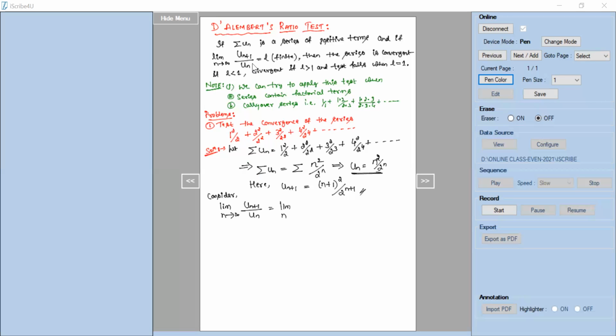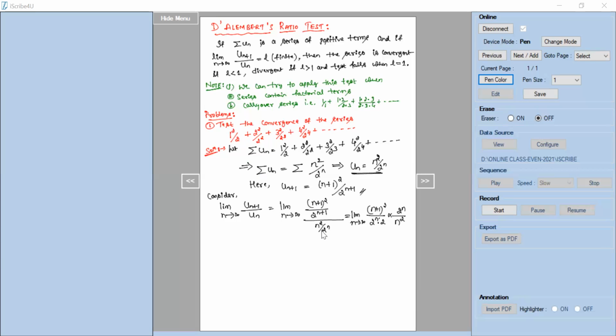So this is equal to limit n tends to infinity, U_n+1 is this (n+1)^2 divided by 2^(n+1), this whole thing divided by this n^2 by 2^n. We can write this as limit n tends to infinity, the numerator as (n+1)^2, and I can write this 2^(n+1) as 2^n into 2^1, and this will go to the numerator. And I can write this as into 2^n by n^2.